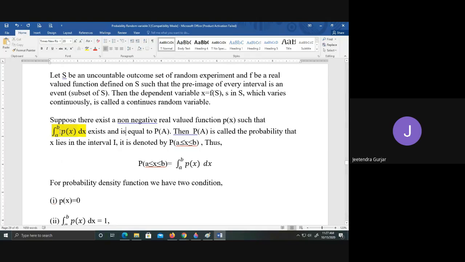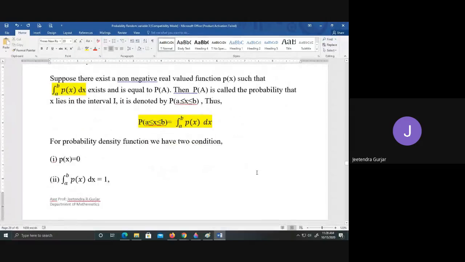So in the discrete case, this is summation. Remember, compare discrete and continuous. In discrete, it is summation. In continuous, it is integration from a to b of p of x dx. Then this is called the probability that x lies in the interval I. It is denoted by p of a less than or equal to x less than or equal to b. So you can write this formula in your book for a continuous random variable.